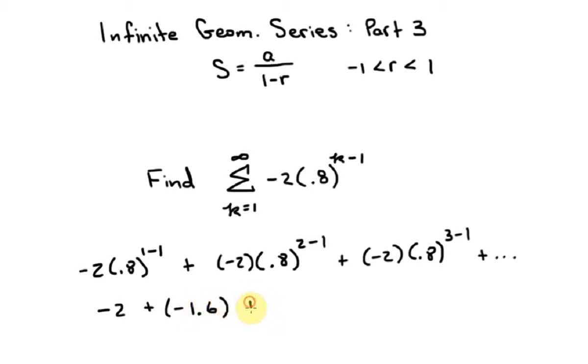Okay, and then I've got plus, and now I've got 0.8 squared, and times that by -2, so this will be negative 1.28. Plus, and so on. Now you might have written these as minus. It really doesn't matter. What we want to determine here is what is r, because we're going to need our first term a, which that one's easy. That's -2. But the trickier one to figure out is, well, what is r?